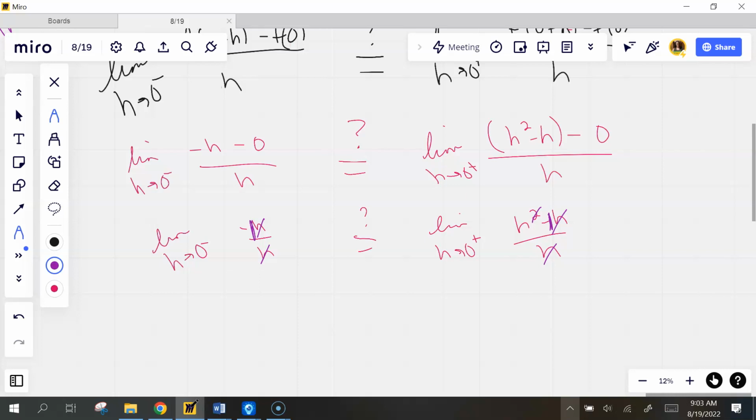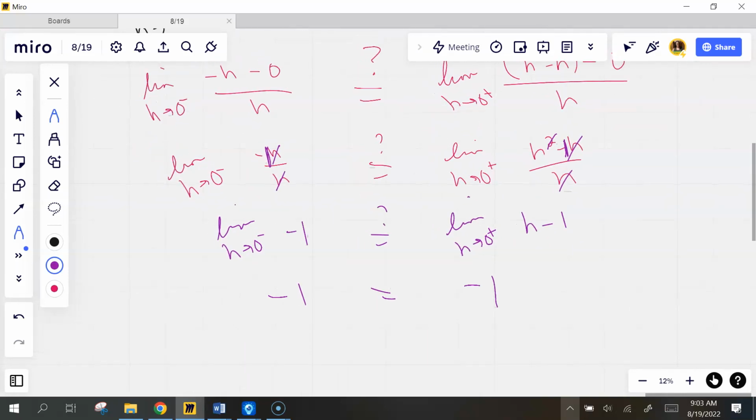You with me? So this is really the limit as h goes to 0 from the left, I'm sorry, of negative 1. So it's the limit of a constant, which is just negative 1. This one, that's what I was looking for. I was hoping that whenever I did it from both sides, it was the same.